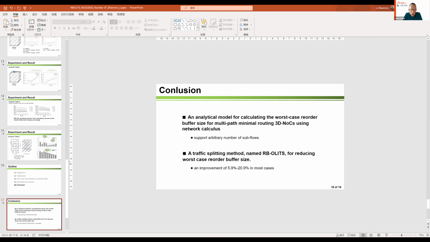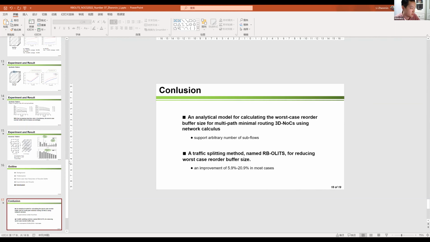In terms of evaluation, are you looking for the worst case? What happens if finally you underestimate the size of the reorder buffer? What will happen then?